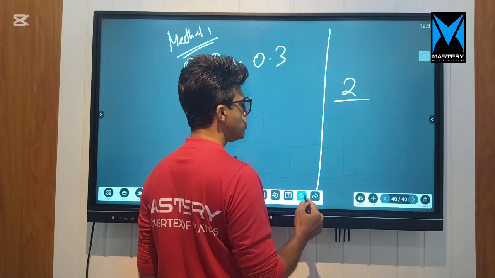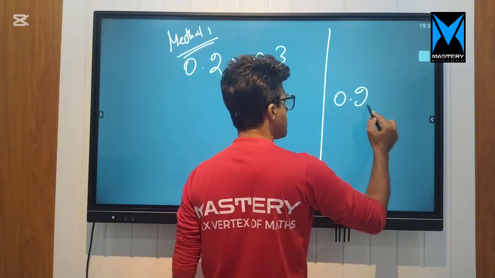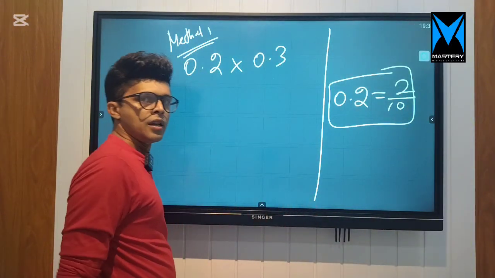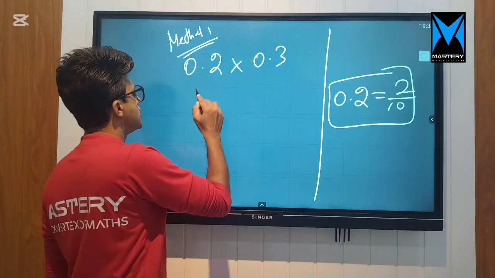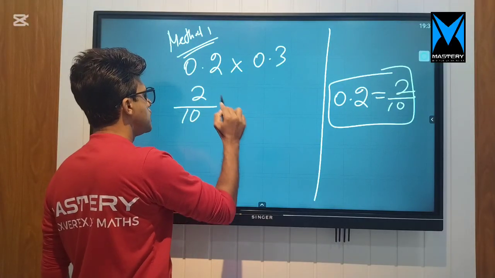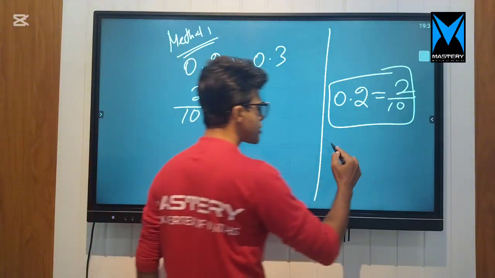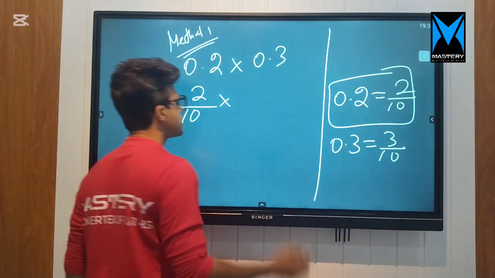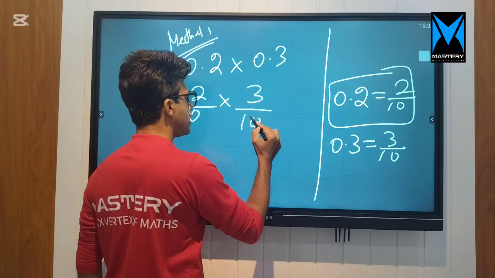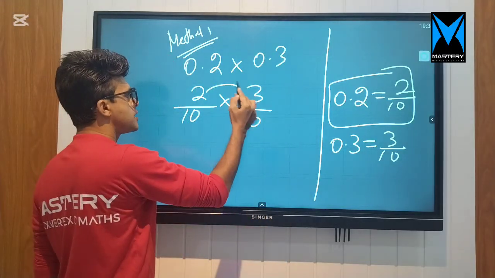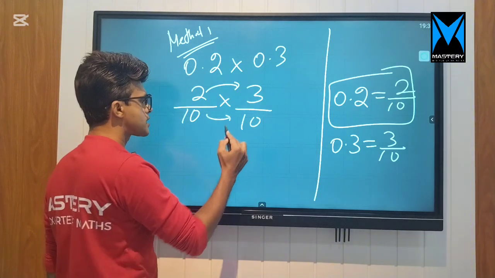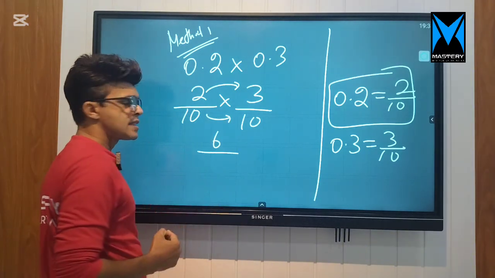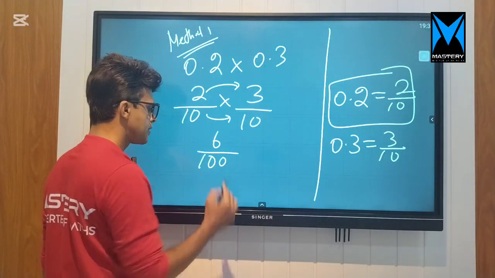0.2 can be read as 2 over 10. You gained this knowledge: 0.2 equals 2 over 10. And 0.3 means 3 over 10. These values can be multiplied separately: 2 times 3 is 6, 10 times 10 is 100.